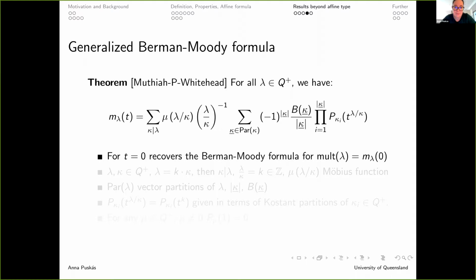So this looks very technical, and the proof of it mimics the proof of the Berman-Moody formula. But maybe I want to say the following about it ahead of time: the Peterson algorithm is just codable, and you can use it to compute examples of these m lambda t polynomials and stare at them and formulate conjectures. This is maybe more useful for trying to prove those conjectures, and I'll show a few examples of corollaries of this in the next couple of slides.